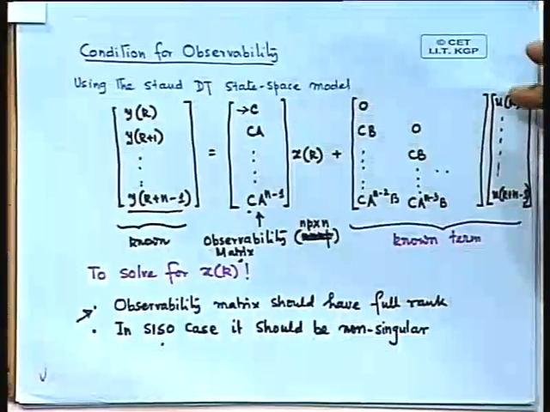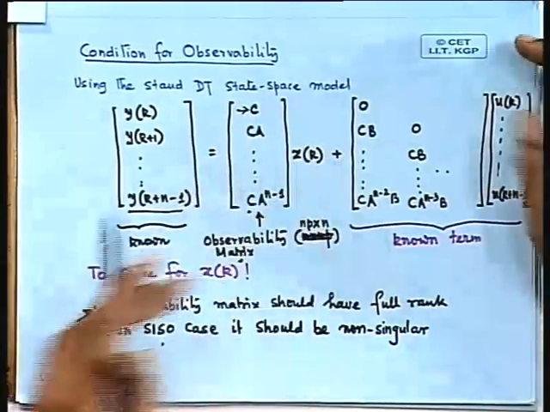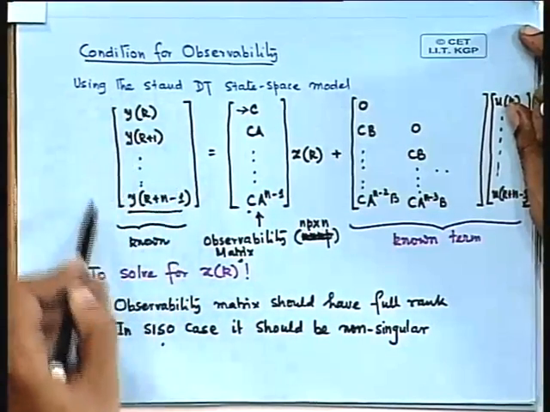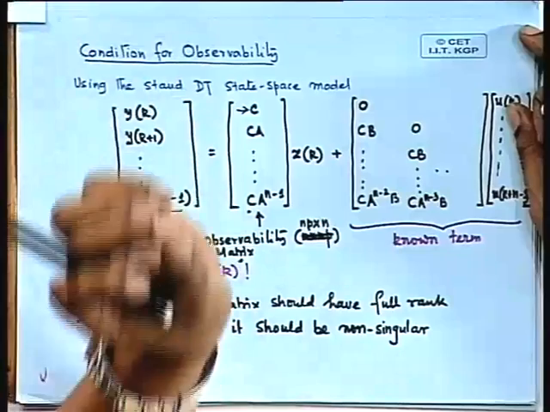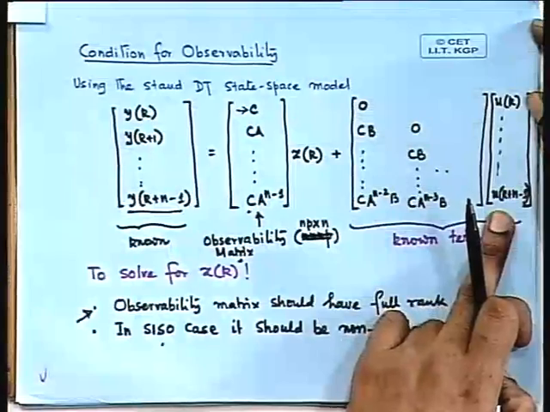It is actually a non-square matrix. If this is a single input single output system, then this matrix happens to be n by n because p is 1, in which case full rank means invertible or non-singular. So in the SISO case, this matrix is required to be non-singular. Obviously, this is known. We have assumed that we have exact values of output without any measurement error. This is known. We have assumed that we have exact values of input without any error.